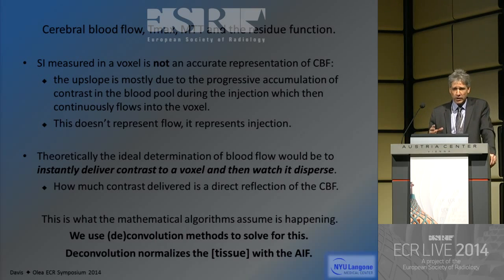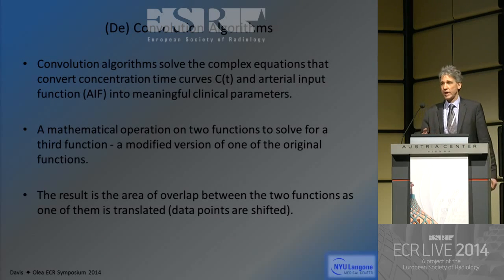So theoretically, the best way to measure blood flow would be if you could instantaneously put the contrast in a voxel and then watch it disappear. And that's exactly what our current algorithms are doing. We use deconvolution methods to solve for this. And what these deconvolution methods do is they normalize the concentration in the tissue and the arterial input function. So I don't want you to leave here without really understanding the basics. So we're going to go into convolution algorithms.